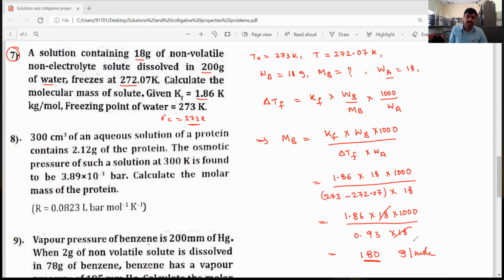Okay, so this is about the seventh question. Let's see, dear students, the eighth question, which is related to osmotic pressure.